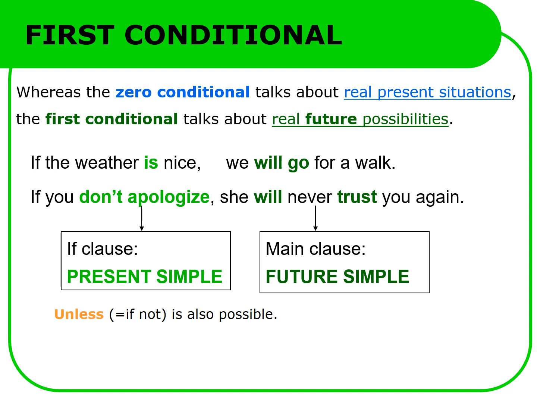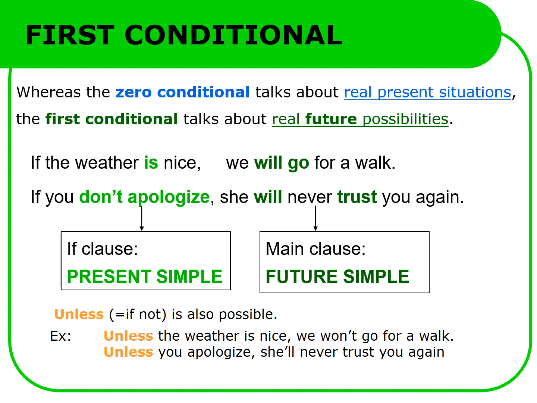Unless, which means if not, is also possible with the first, second or third conditional. For example, when I say, unless the weather is nice, we won't go for a walk, because unless means if not. If I'm going to use the first conditional, if you don't apologize, she will never trust you again, I use unless, so I'll say, unless you apologize, she will never trust you again. If I have the form of if negative, I put unless without the negative.